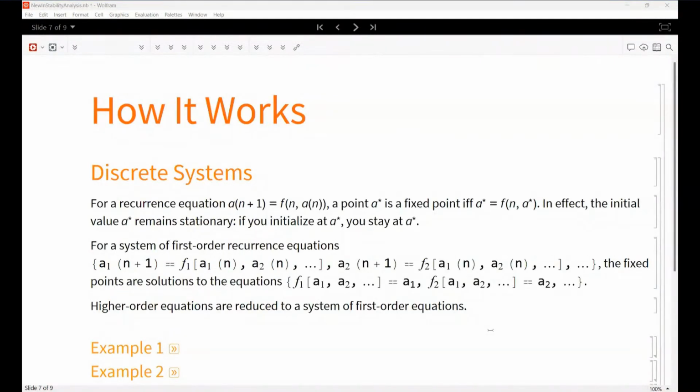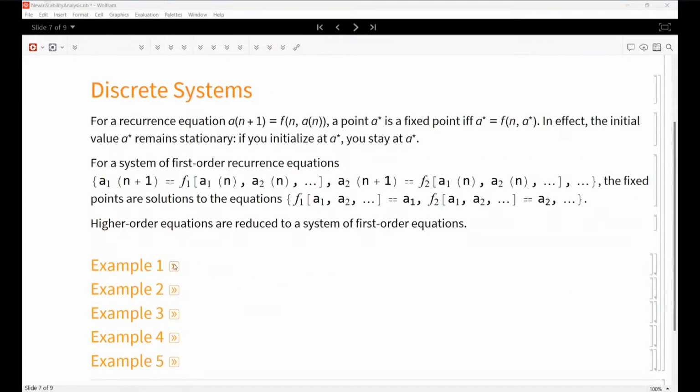Now let's discuss discrete systems. If we have a recurrence equation of the form a_{n+1} equal to f_n(a_n), then the fixed point will be a solution of the equation f_n(a) equal to a. For a system of first-order recurrence equations of this form, the fixed point will be the solution of the equations f1 equal to a1, f2 equal to a2, etc. And higher-order equations, again, are reduced to a system of first-order equations. And here are a few examples.